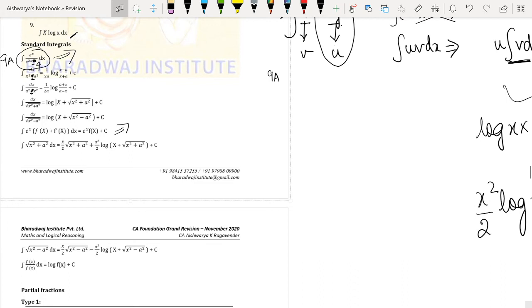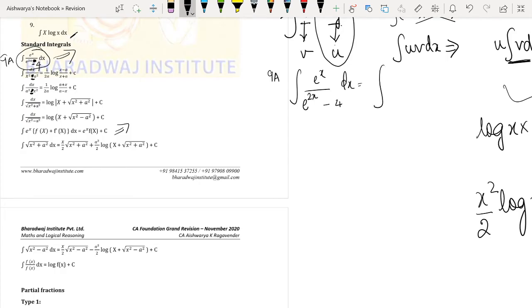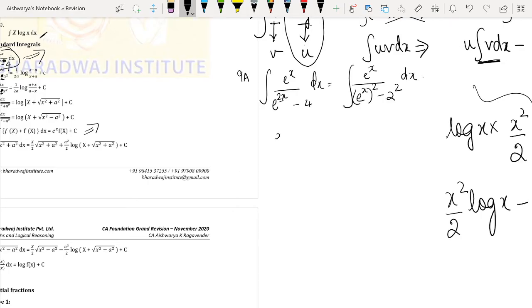So let's go to question number 9a. This is integral e power x divided by e power 2x minus 4 dx. This can be rewritten as e power x divided by, e power 2x can be written as e power x the whole square, minus 4, which is 2 square, dx. Now I am going to do a little substitution here. I am going to say e power x is equal to z. If e power x is z, then the differentiation of this is e power x dx is equal to dz.